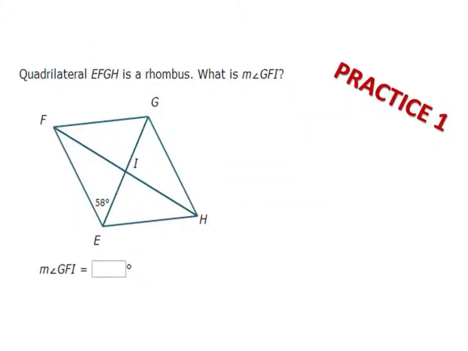Here's your first practice problem. It says quadrilateral EFGH is a rhombus. What is the measurement of GFI?